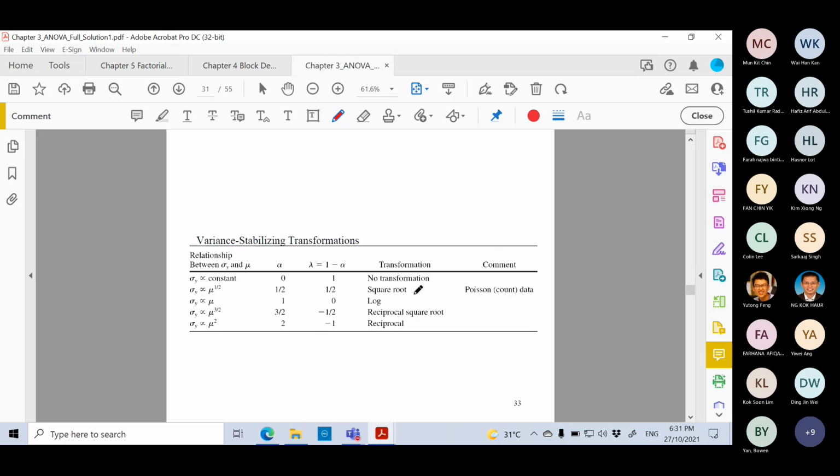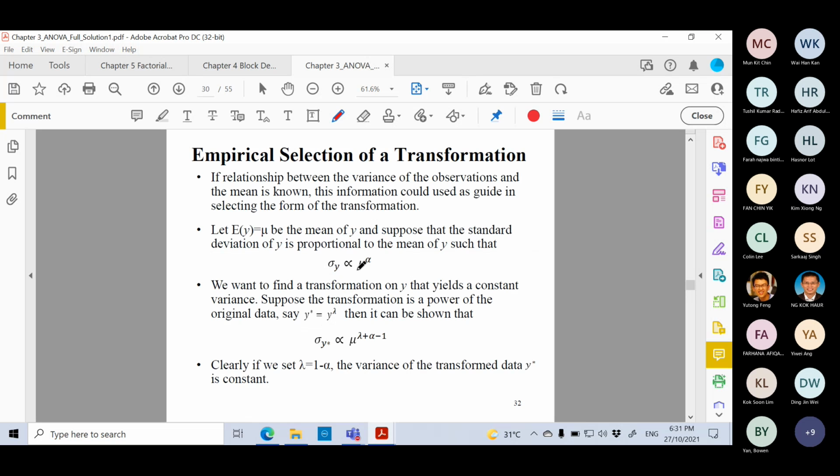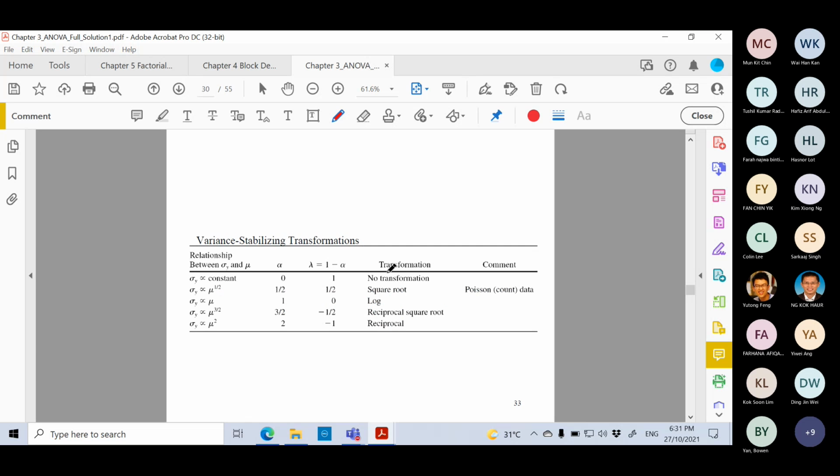Here are some suggested transformations only. Some software will give you certain transformations built in. I think it's called the Box-Cox transformation. It tries to transform your data to normal, and then after that you can run your analysis. This is the transformation; I just show it to you and do not go through it in detail.